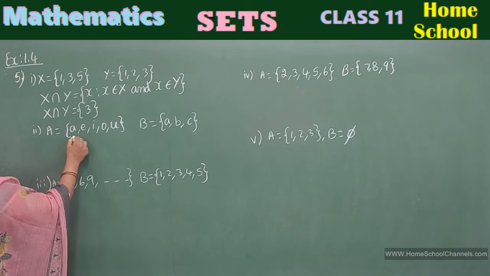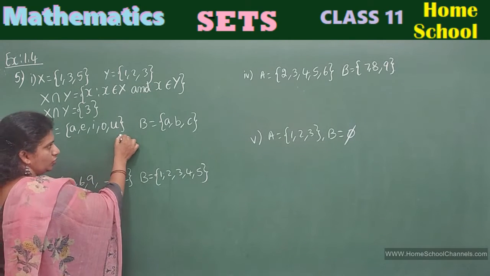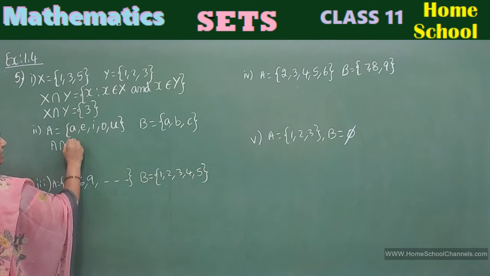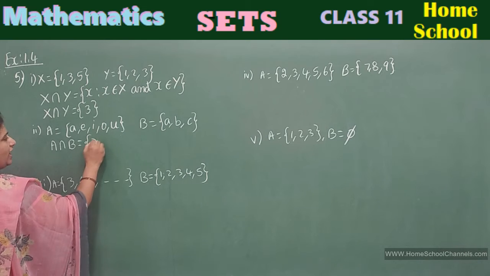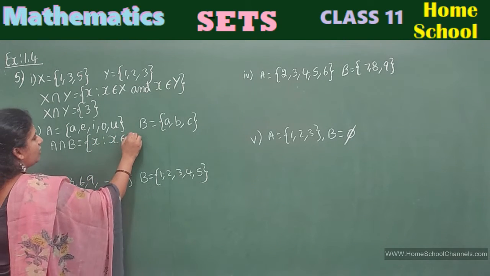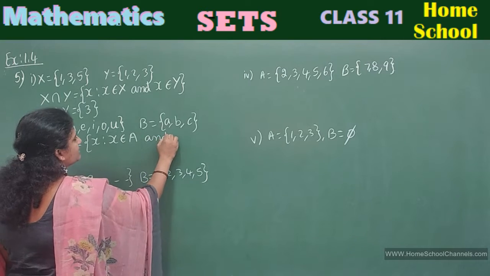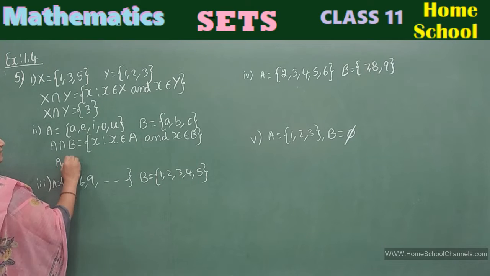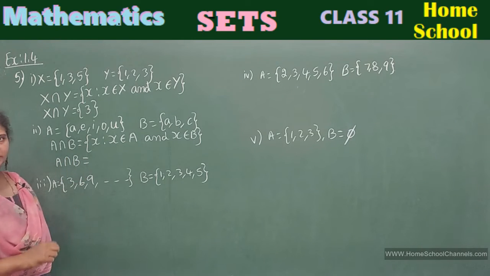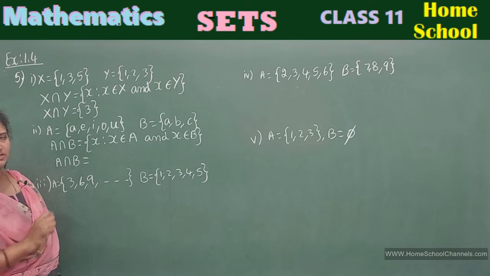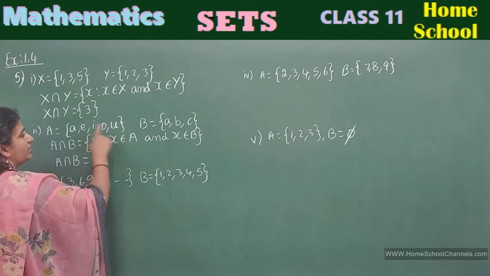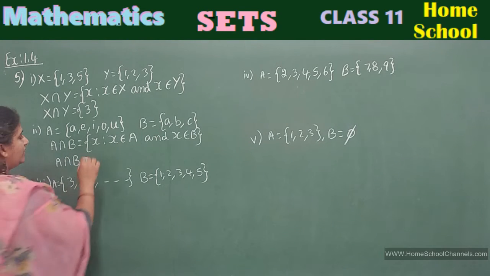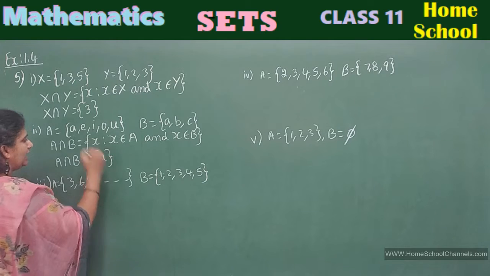Second one: A is equal to A, E, I, O, U. B is equal to A, B, C. A intersection B is equal to the set of all x such that x belongs to A and x belongs to B. Now observe both the sets. Is there any common element? A is common in both the sets. Do you have B here? No, only A. Therefore, your answer is only A.